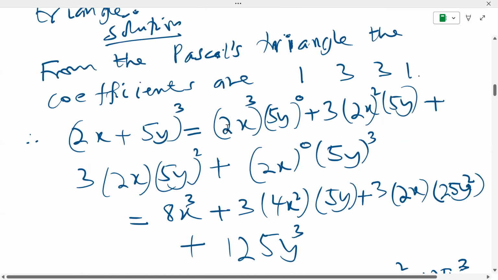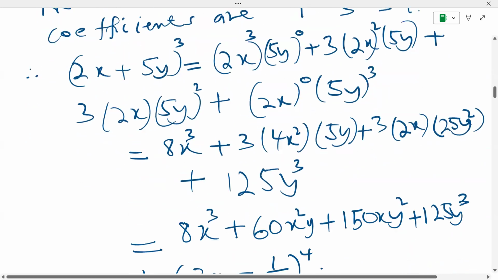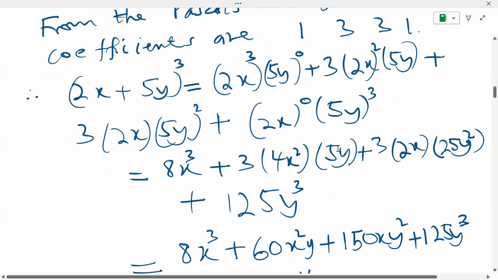2 times 2 times 2 is 8, and then x cubed. Then 5y raised to the power 0 is 1. So we have our 3. 2x all squared will be 4x squared, and then 5y. Then the next one, we get 3 times 2x. Then 5y squared will be 25y squared. Then finally, we go to the end. So 5y raised to the power 3. So 5 times 5 times 5, and then y cubed. That will be 125y cubed. So we take our time and do the simplification.